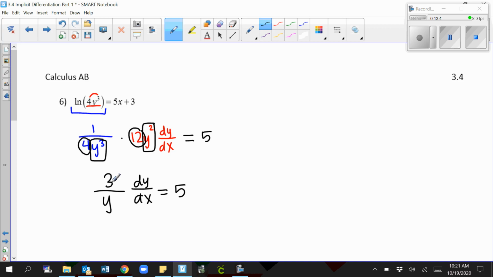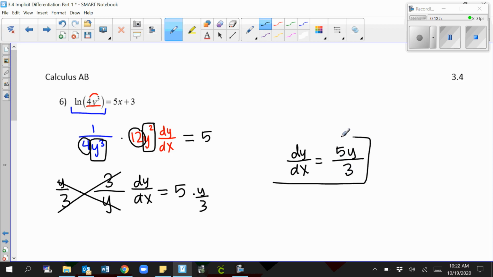So what I can do here is to get rid of that 3 over y, I'm going to multiply both sides by y over 3. So the y's cancel, the 3's cancel, and I have dy over dx is equal to 5y over 3. And that is my derivative.